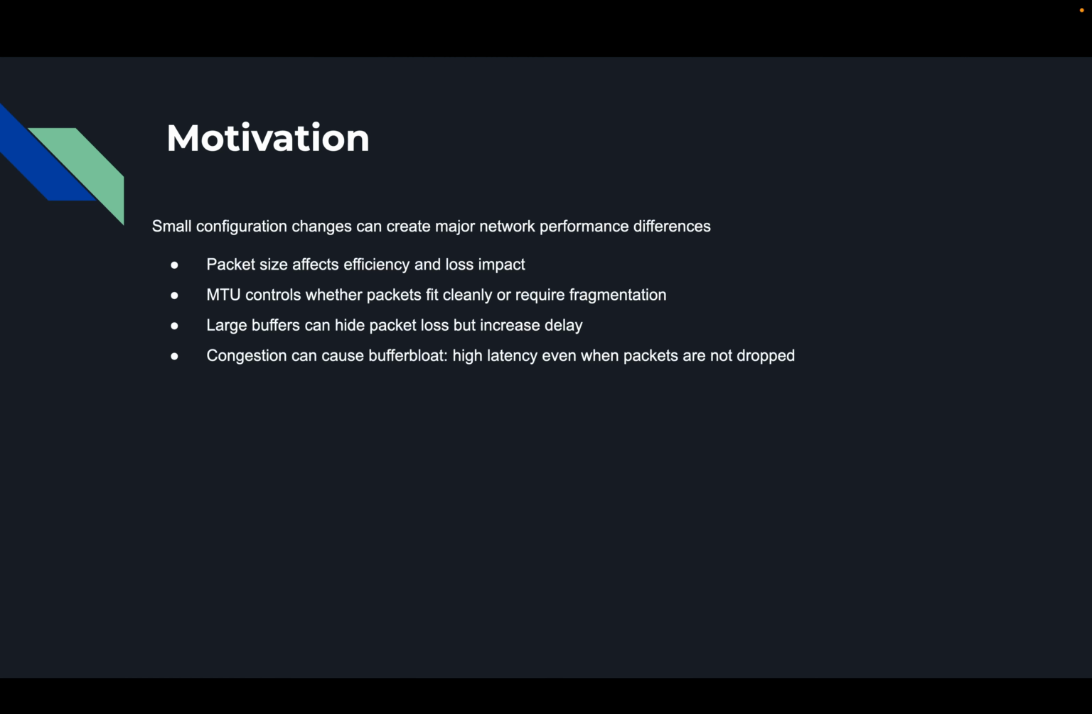Our motivation for this project was to show how small configuration changes can create major network performance differences. Some of those things that we could view would be packet size, how packet size affects efficiency and loss impact, how MTU controls whether packets fit cleanly or require fragmentation, how large buffers can hide packet loss but increase delay, and also how congestion can cause buffer bloat, high latency, even when packets are not dropped.